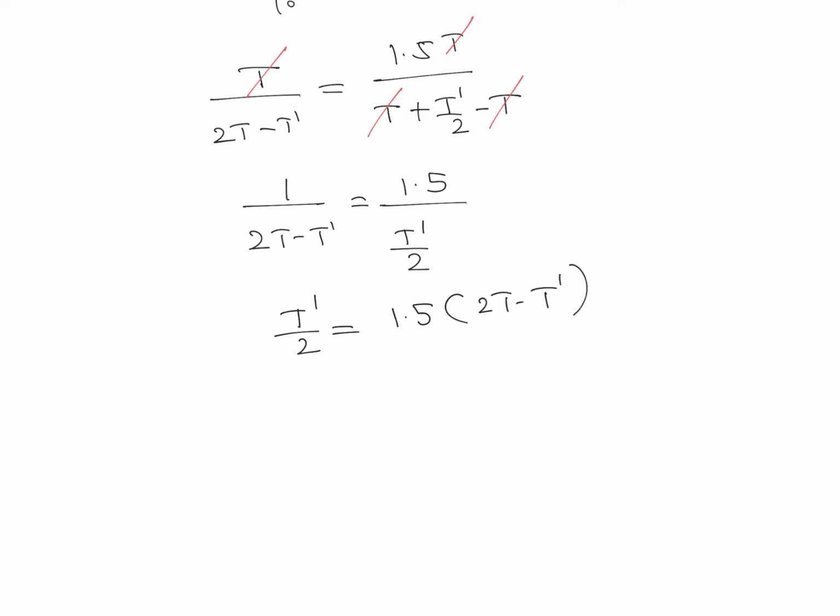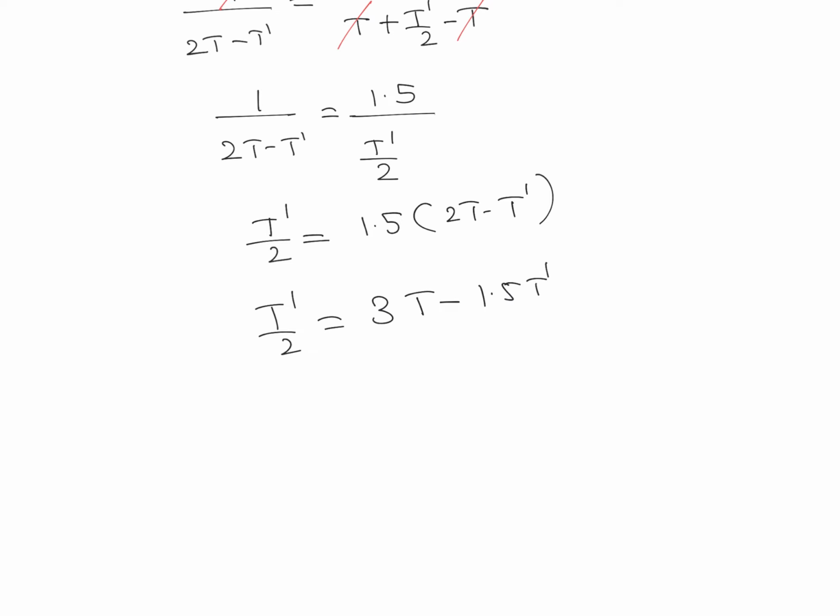So T dash by 2 is equal to 1.5 into 2, which is 3, so it is 3T minus 1.5 T dash. T dash by 2 can be written as 0.5 T dash, equal to 3T minus 1.5 T dash. When this 1.5 T dash comes to the left side, it becomes positive. So 1.5 plus 0.5 is 2, giving 2 T dash equal to 3T. So the value of T dash is 3T divided by 2.